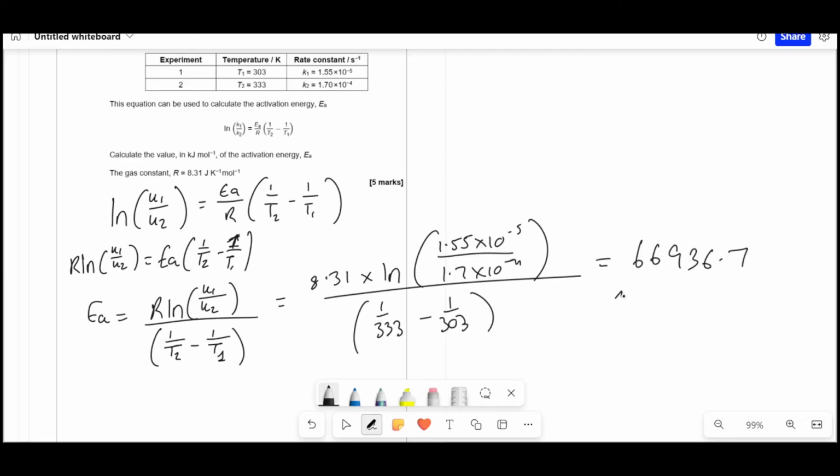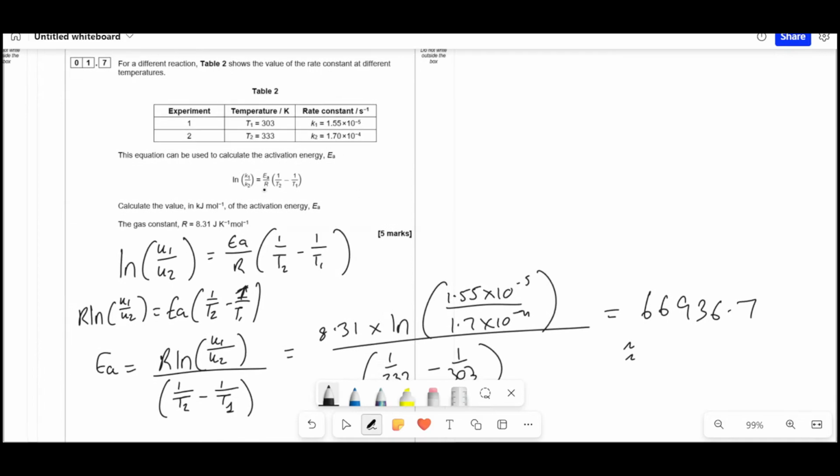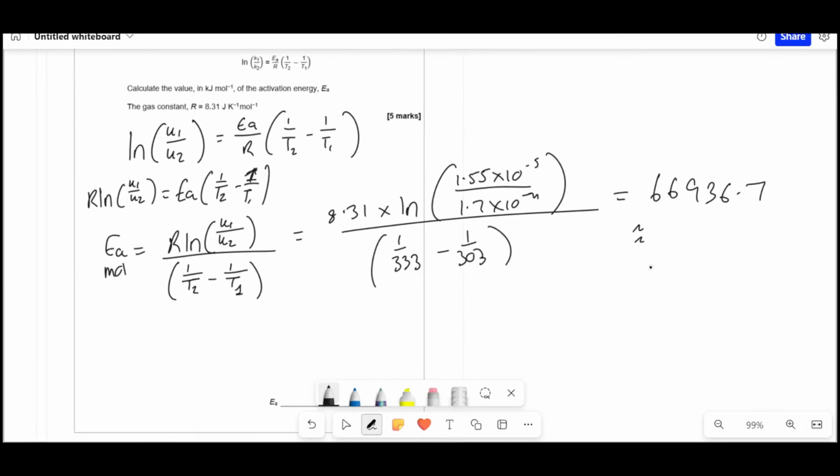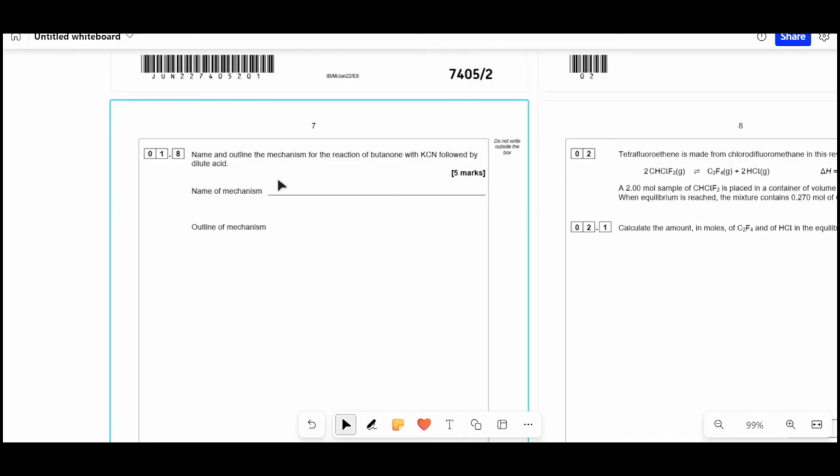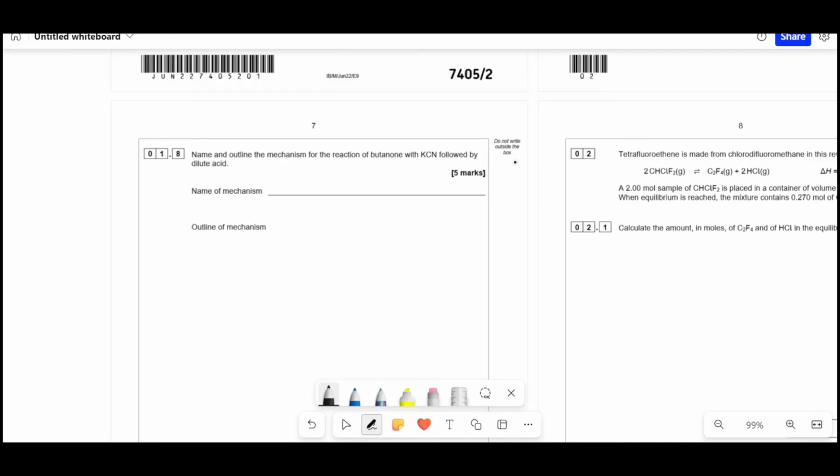66936.7. Remember, we need to look at what this actually relates to. This is activation energy, and when we're using these activation energies, can you see that that's joules per mole? Sorry, joules per mole. So if that's in joules per mole, then to get it to kilojoules per mole, you've got to divide it by 1,000, which is 66.9 kilojoules per mole.